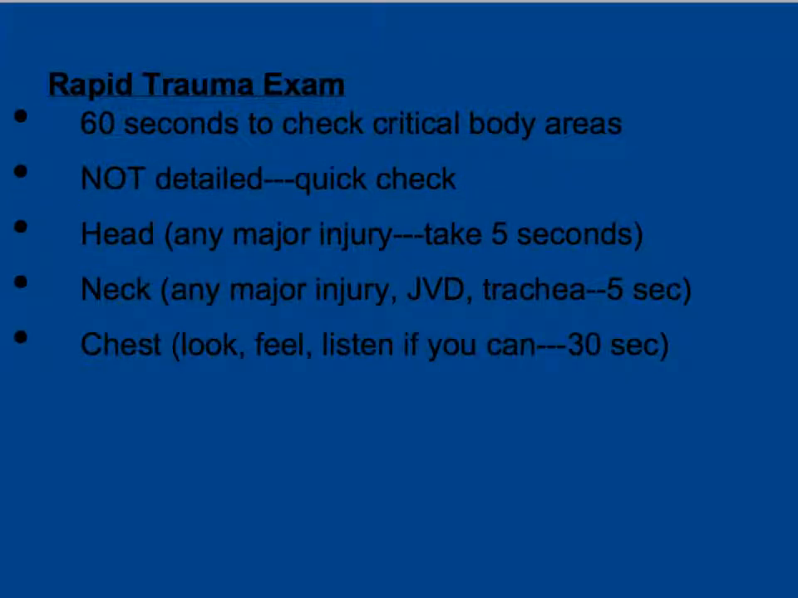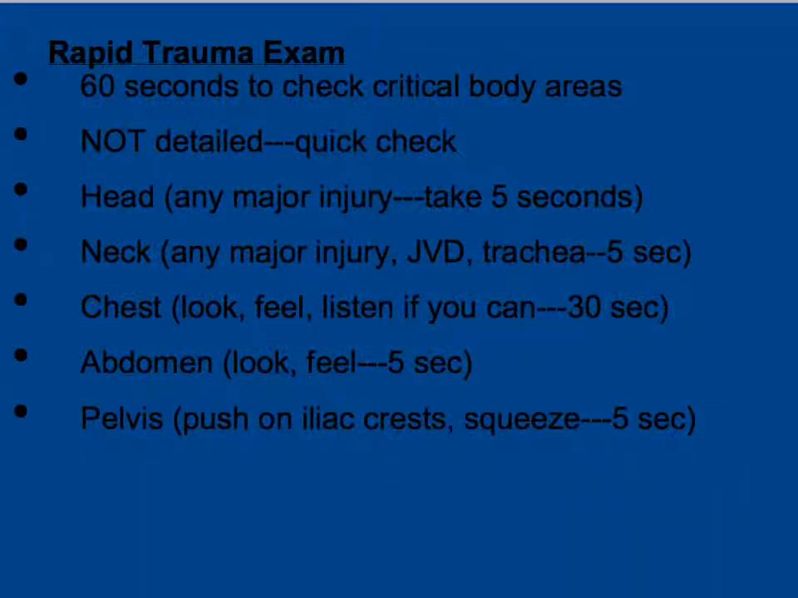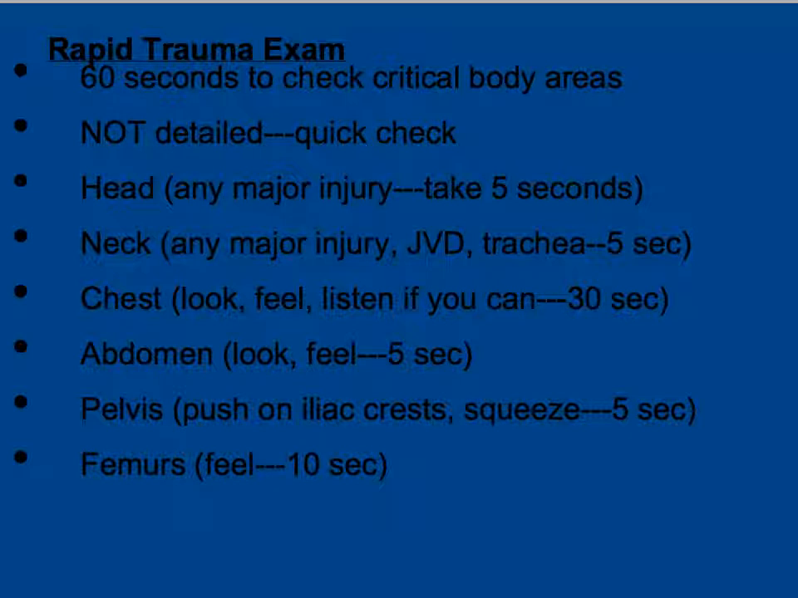About half of your time spent on the rapid trauma exam will occur on the chest. You want to look, feel for certain, and if you can, listen with a stethoscope at this point, that's important as well. So a stethoscope is helpful in your rapid trauma exam. Look and palpate the abdomen in all four quadrants. We're looking for tenderness and or rigidity. Assess the pelvis by pushing on the iliac crest and also doing a lateral squeeze or barrel hoop pressure. And then spend about 5 seconds checking each femur for swelling, deformity, and tenderness.